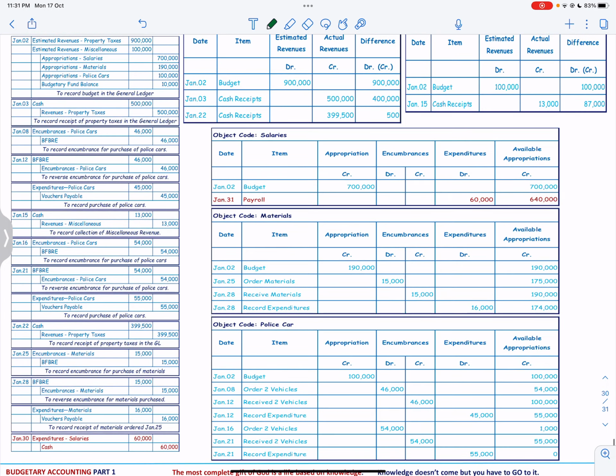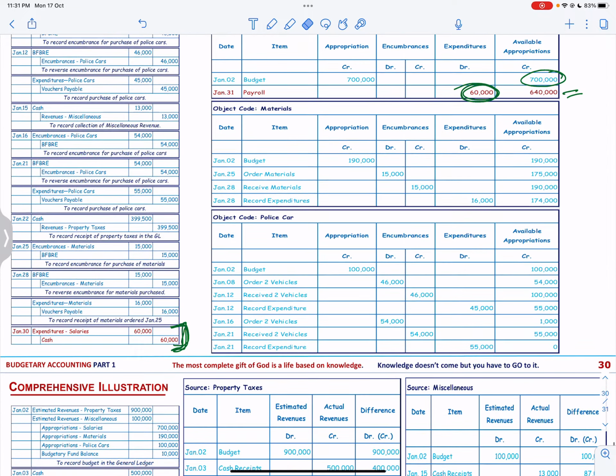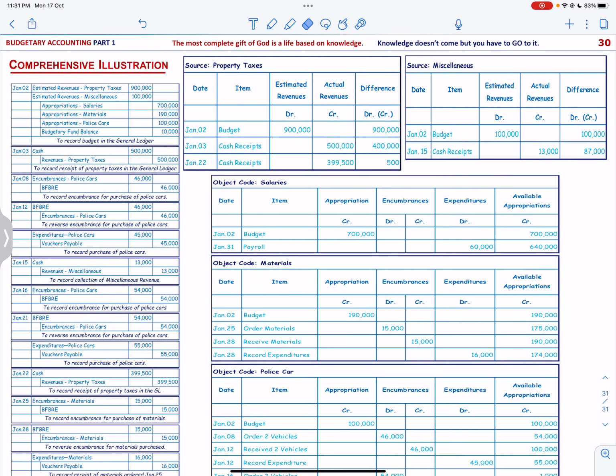Finally, there is salaries, and you can see for salaries we have not recorded encumbrance, because there is no need for estimation. You know how much salary we are going to pay. So expenditure salaries is debit and cash is credit. We have a budget of 700,000. From this there is an expenditure of 60,000. So still we have 640,000 to be paid under the head of salaries. So this is how the whole picture is going to look like.